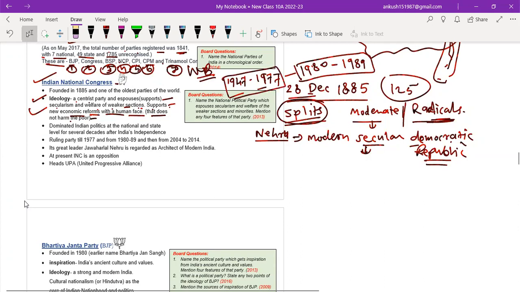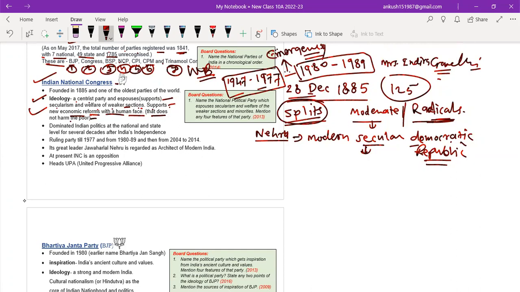Now there must be the question of where the years 78, 79 are. So there was an emergency imposed by the then Prime Minister, Mrs. Indira Gandhi. Who was the prime minister at that time? Mrs. Indira Gandhi. This emergency was imposed from 1977 to 1979, oh sorry, 1980, because in 1980 general elections were held again. The Congress party won the election and ruled till 1989. That time also Indira Gandhi was the prime minister.